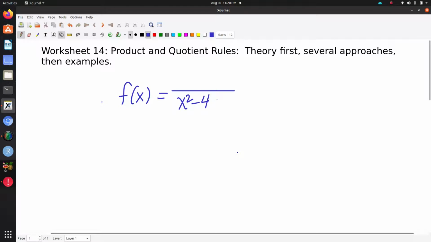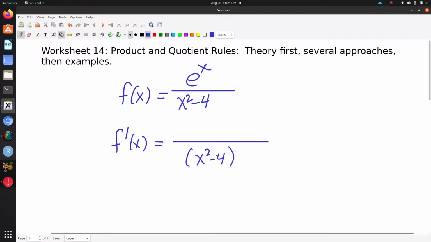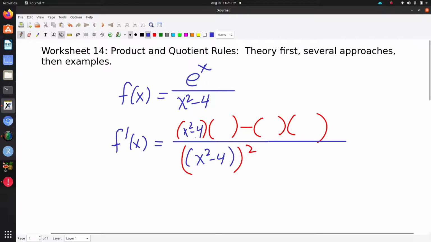Alright, so let's say we have some kind of denominator and some kind of different numerator, and we want to take the derivative of this. So we take the denominator and square it. You think in terms of making a template up here, and then put all the stuff in that you need: the bottom times the derivative of the top minus the top times the derivative of the bottom.